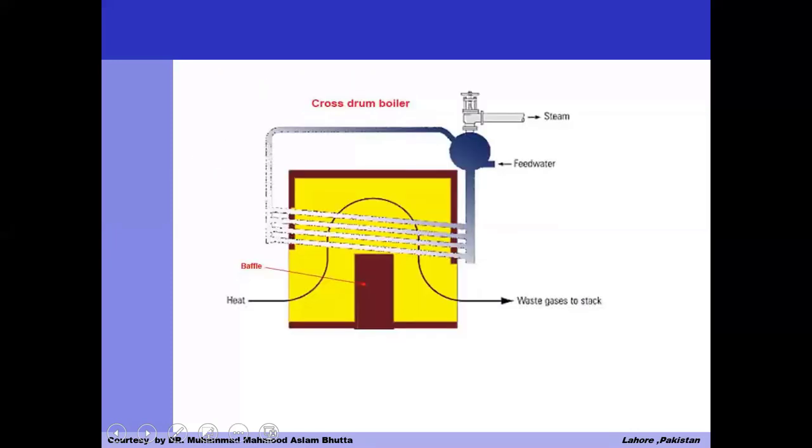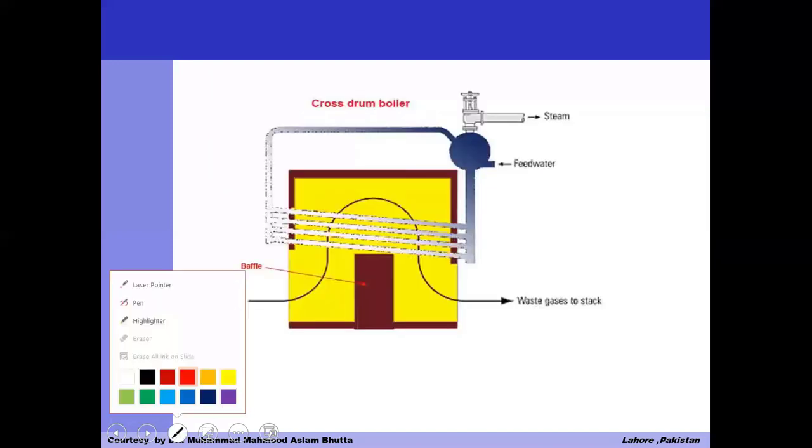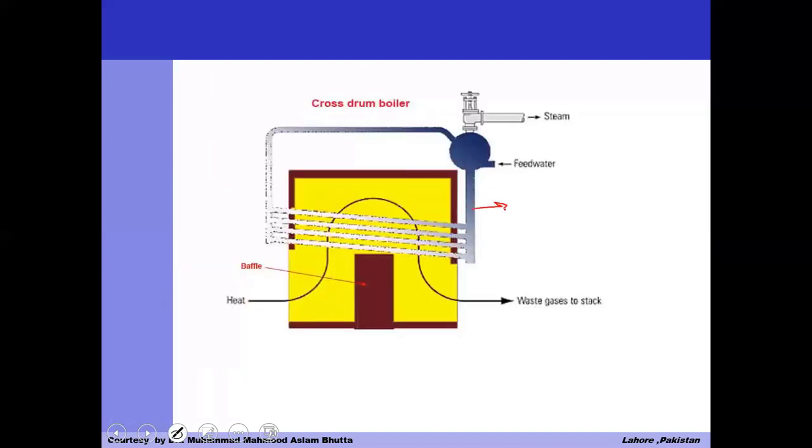The feed water is fed to the cross drum through the feed water inlet. Then this water comes down through the downcomer pipe. This is the downcomer pipe. These are the water tubes. Water is converted into steam. Steam goes upward, is collected in this steam collector, and finally it is collected here as steam.